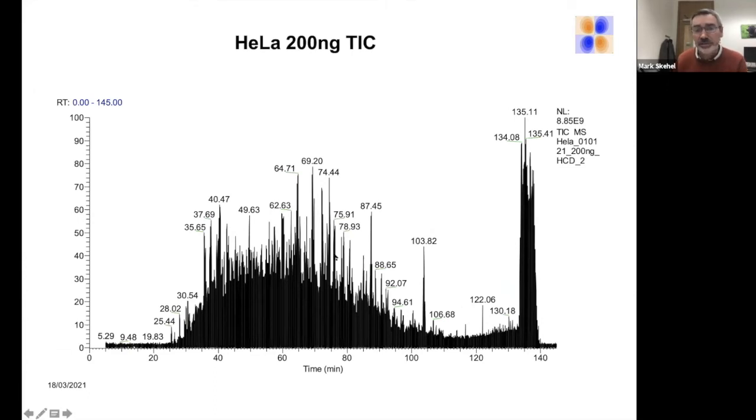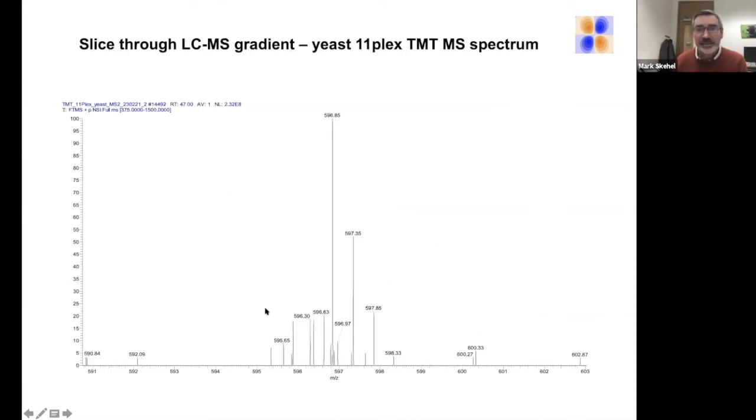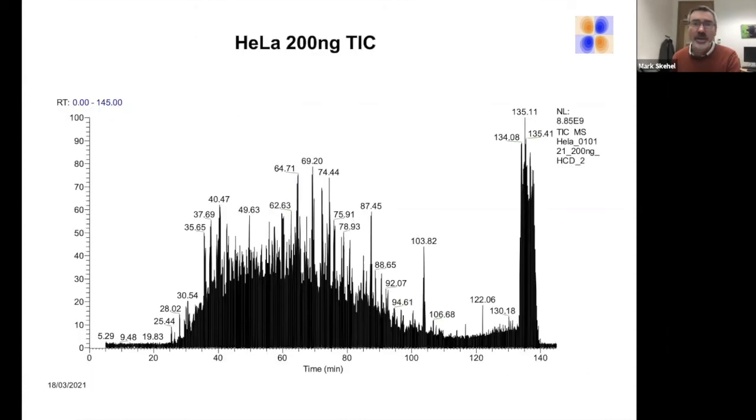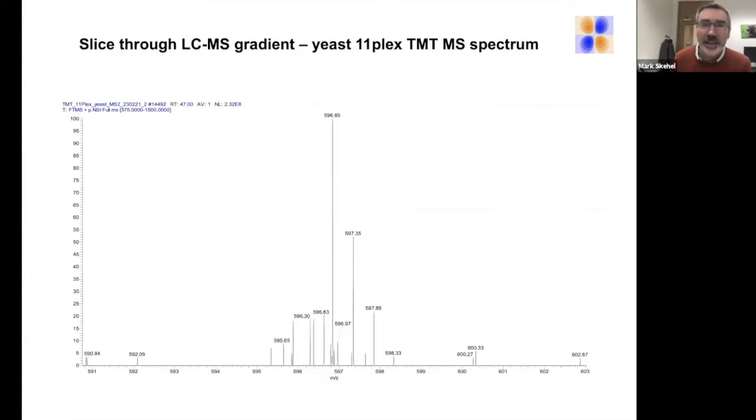So here's a HeLa cell lysate, 200 nanograms, on the Eclipse mass spec. This is a total ion chromatogram. If we take a slice through that at about 47 minutes, these are the ions that are eluting off. Actually, that is a standard yeast digest that Thermo supply, and it's labeled with an 11-plex TMT reagent. So we're looking at the ions eluting at 47 minutes.